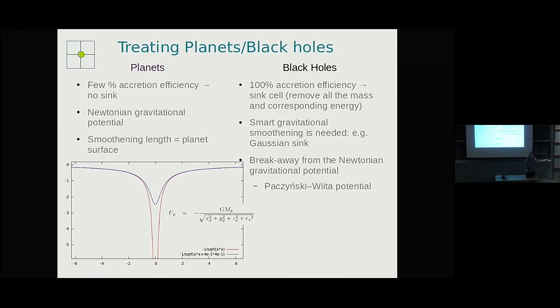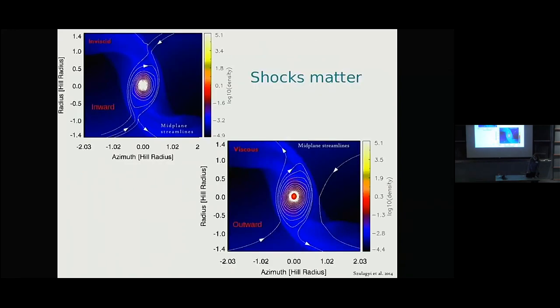I have seen that there were very nice various gravitational smoothing that you are using in the black hole community, for example, this Gaussian sink. And I think this is also something we should think more about in the planet community. So I mentioned before that shocks matter, and here there is an example for that. Plus, it's also showing that the viscosity also matters.